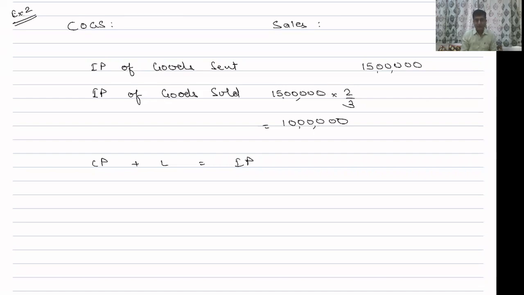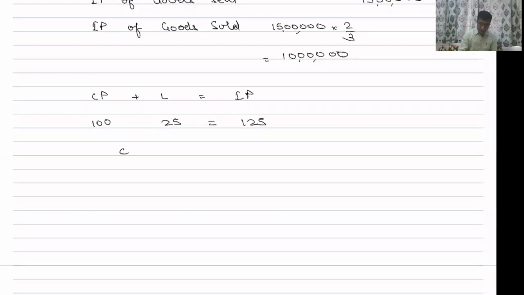The goods are sent at invoice value of 15 lakh with the loading of 25% above cost. Something like that has been said, right? Which means loading is given with reference to cost. So let my cost be 100, loading on that will be 25, therefore invoice price will be equal to 125. If this is the case, my cost of goods sold is equal to 10 lakh upon 125 into 100. And that comes to what? 8 lakh rupees. Is it so?